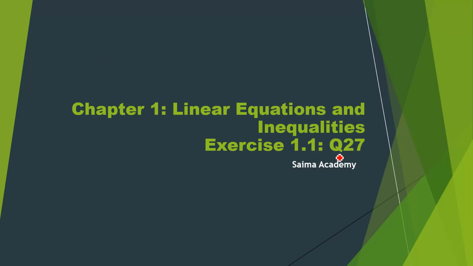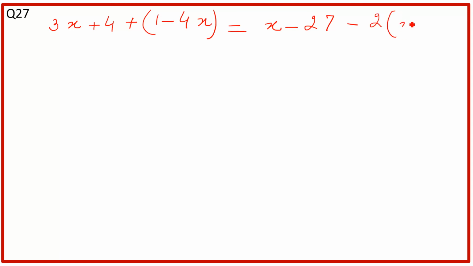In this lesson, I will explain question number 27 of exercise 1.1. The question we have is 3x plus 4 plus 1 minus 4x is equal to x minus 27 minus 2 into x minus 16.